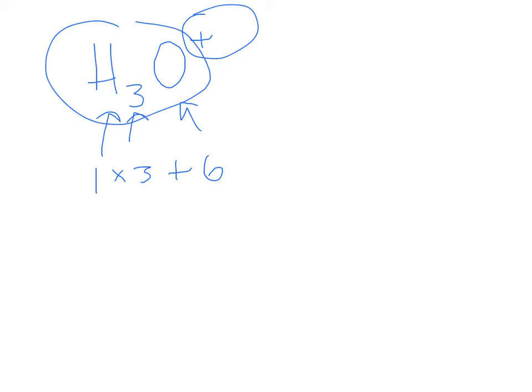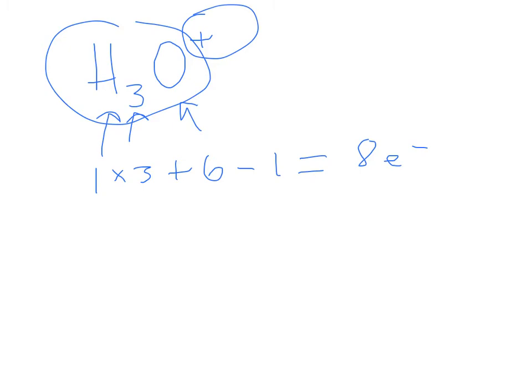So I'm going to subtract off 1 from my total for the number of electrons. So this is going to be 3 plus 6 minus 1, and that is going to be 8 electrons that need to go in my drawing. So we are going to just start putting everything together.